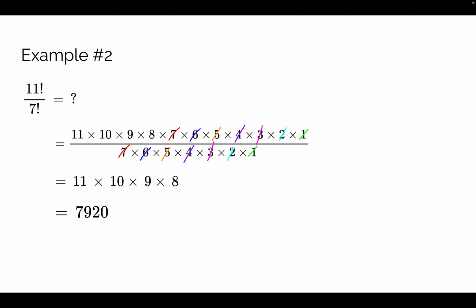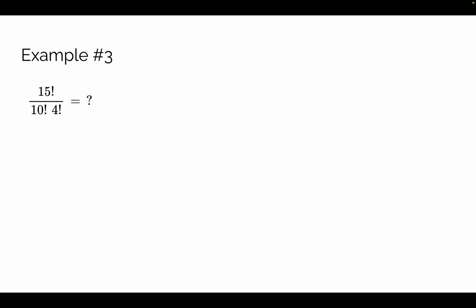Now let's look at a slightly more complex example. So example number 3 is, what is 15 factorial divided by 10 factorial divided by 4 factorial? So again, this may look a little bit more complicated, and don't worry, because we're going to go through this step by step. So let's just look at the numerator. What is the numerator? It's 15 factorial. So how do we simplify 15 factorial?